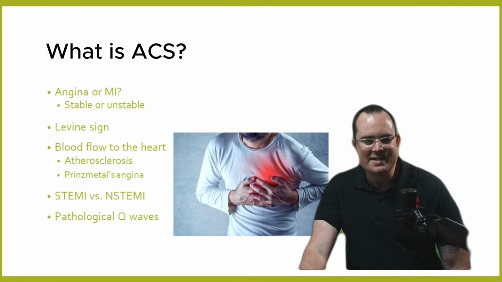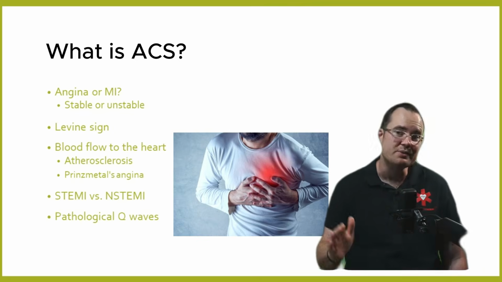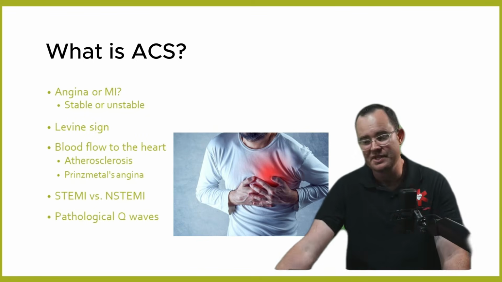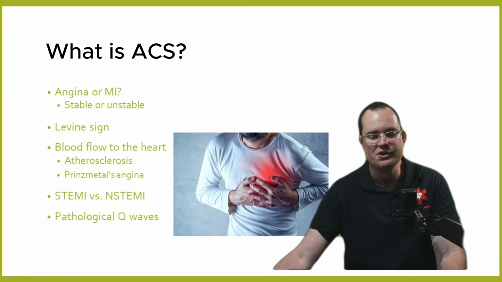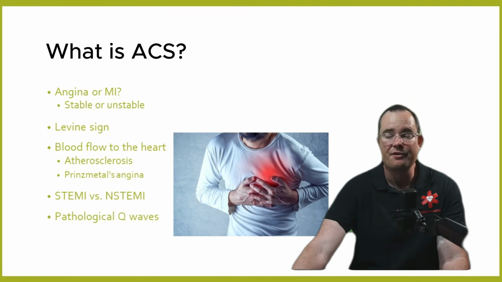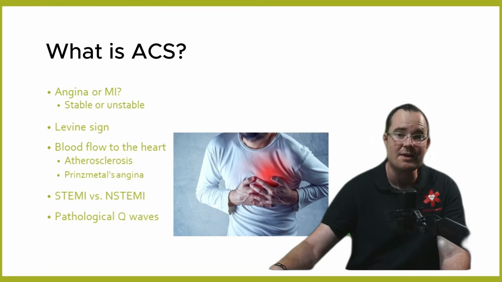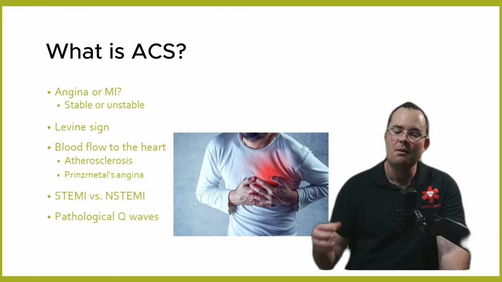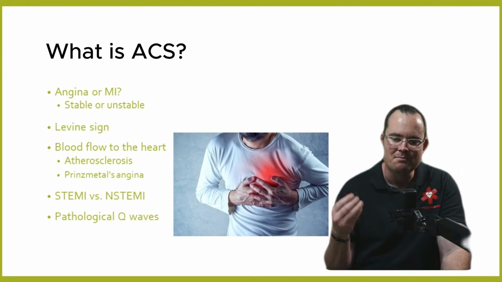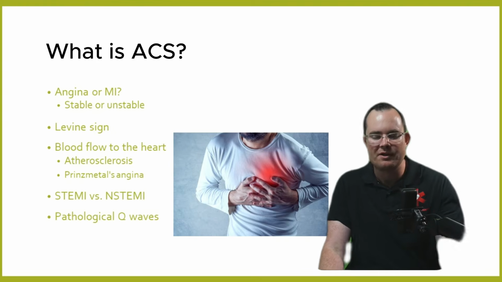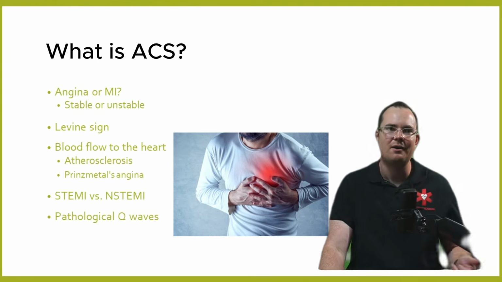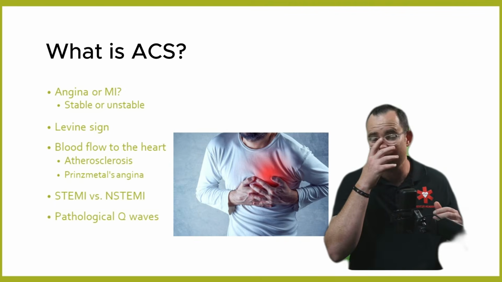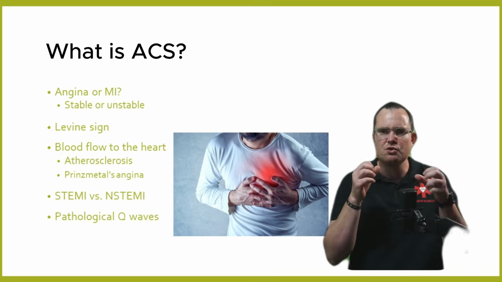A couple of different ways that blood flow might be reduced to the heart whenever we're talking ACS and saying, hey, someone's having an acute myocardial infarction. Could it be from atherosclerosis? Sure, where the patient has plaque buildup inside their arteries. But what is Prinzmetal angina? Prinzmetal angina is when something else causes the blood vessels within the heart to constrict.